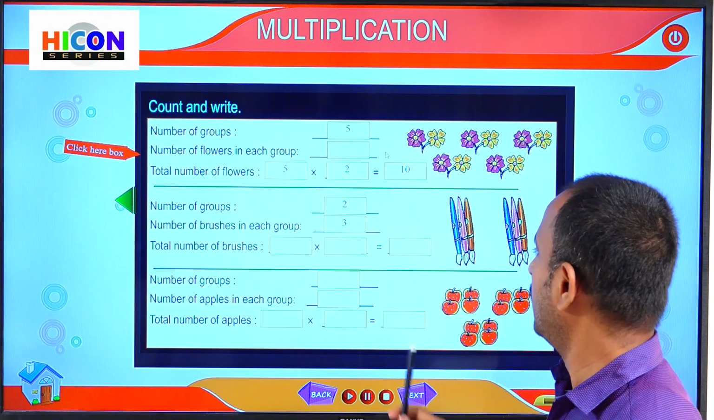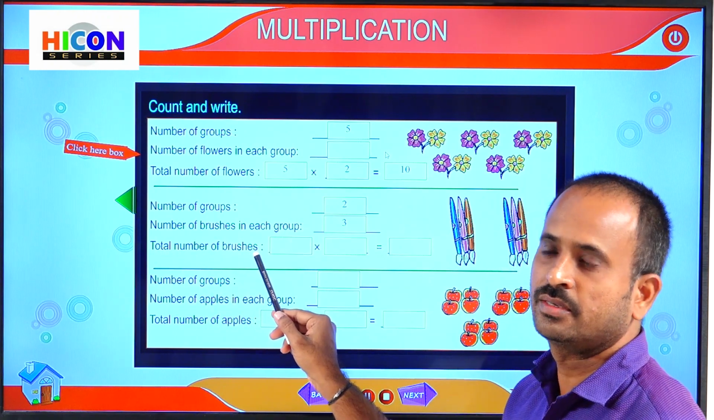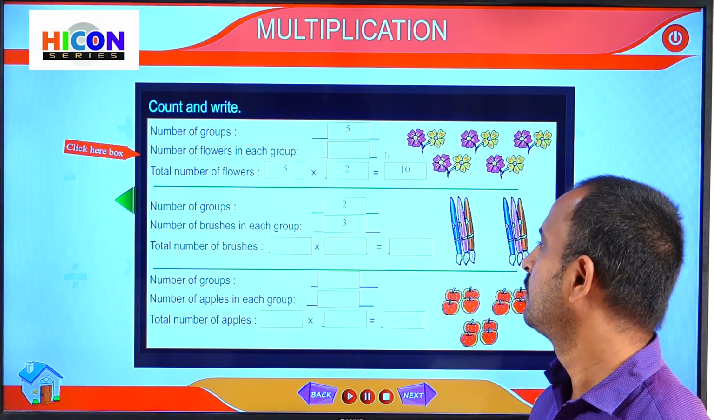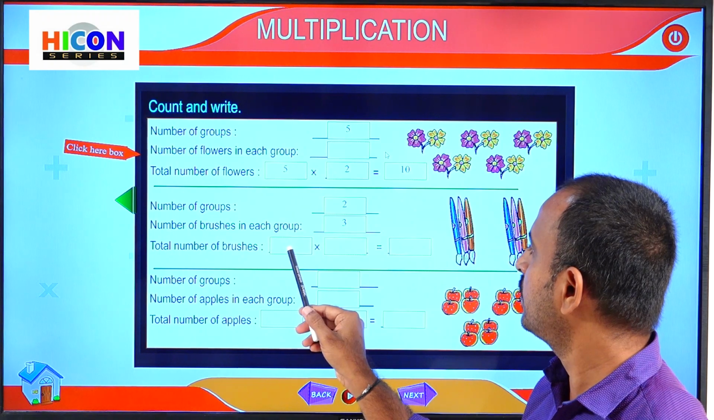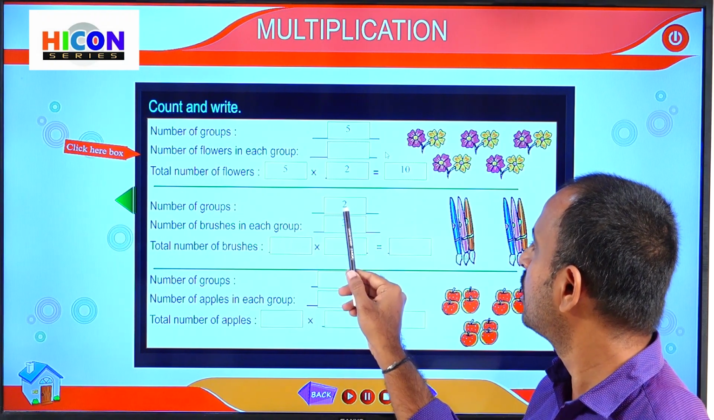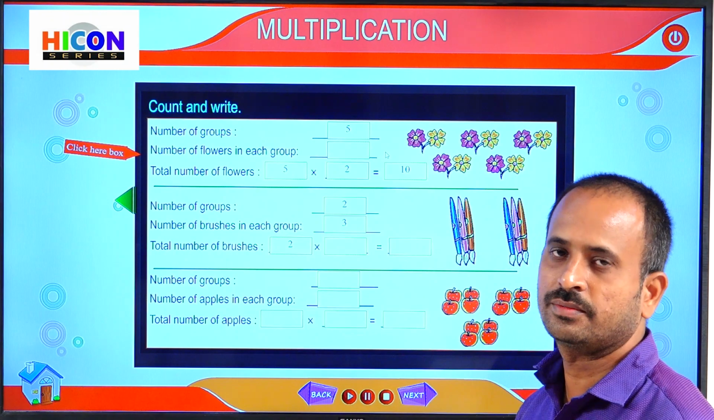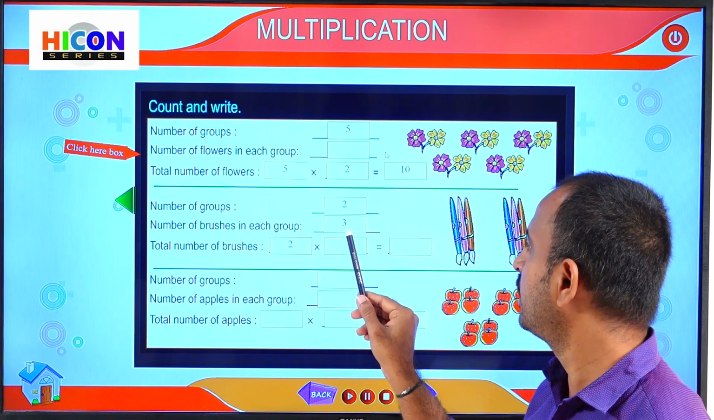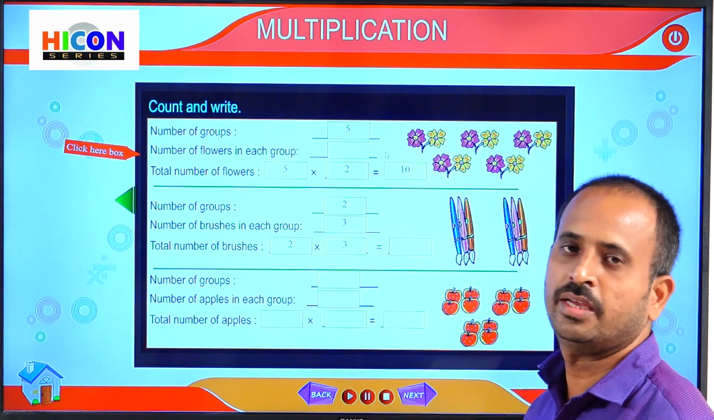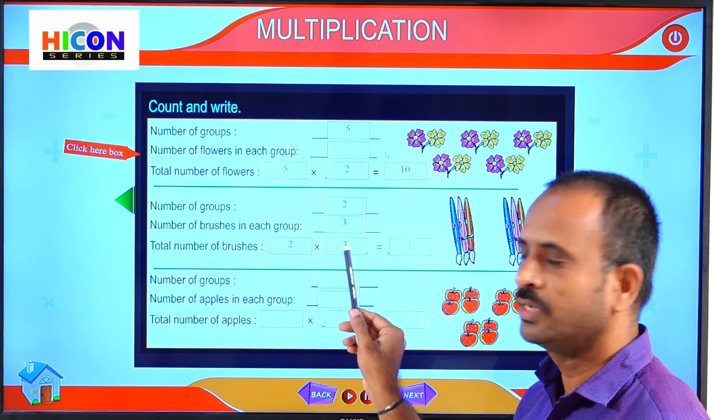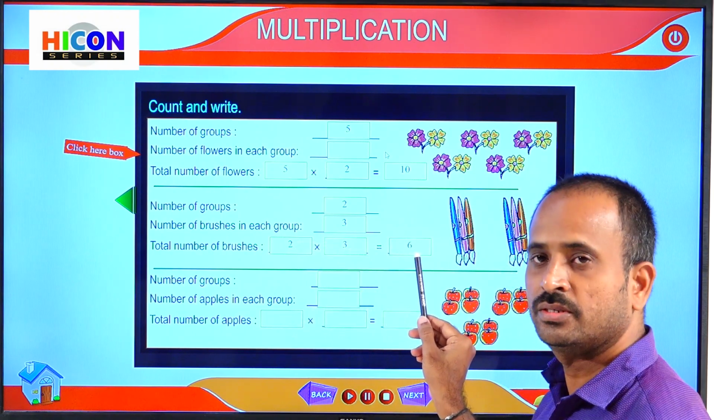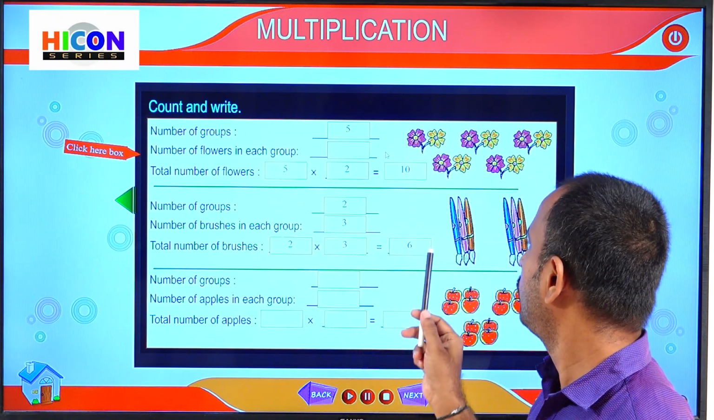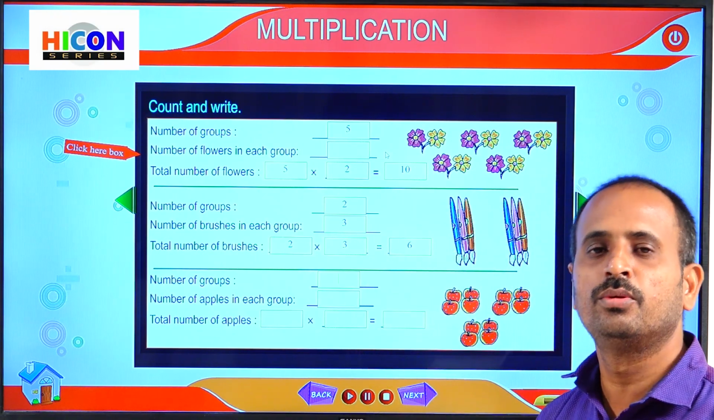So children, how can we get the total number of brushes? The total number of brushes can be obtained by multiplication. First write the number of groups. How many groups are there? 2. So write 2 first. And the number of paint brushes in each group is 3. So write 3 here. So 2 into 3, 2 3s are 6. Write 6 in this box. So there are total 6 paint brushes in the 2 groups.